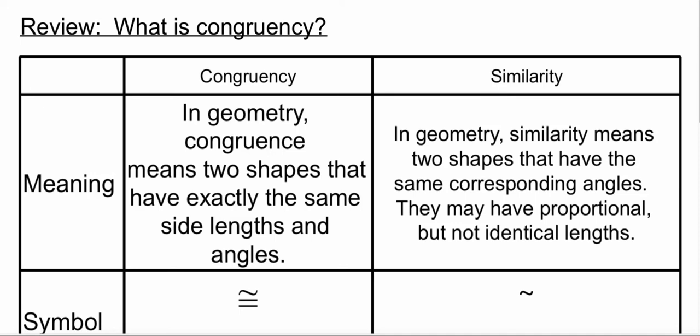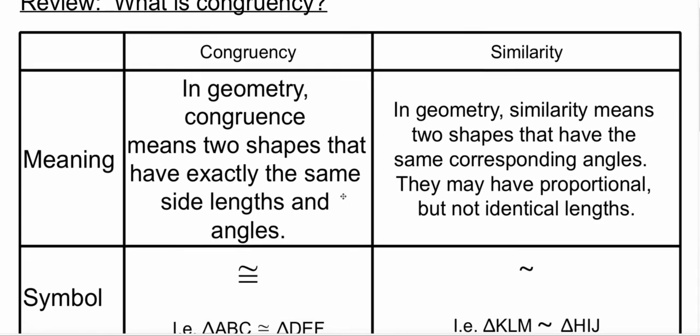In this lesson, we are going to be learning about congruency and similarity. So we're going to start off by comparing the differences between congruency and similarity to help us understand what is congruency compared to similarity. So first of all, congruency is when we have two shapes that have the exact same side length and the exact same angles. Whereas similarity is when we have two shapes where corresponding angles are the same, but the corresponding side lengths are not quite the same. They are proportional, not identical.